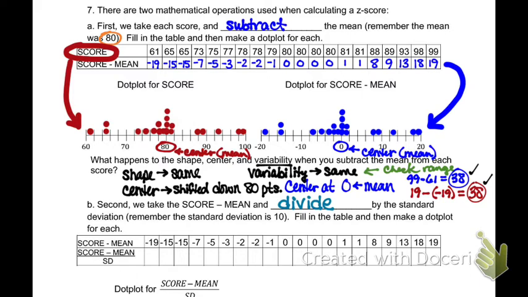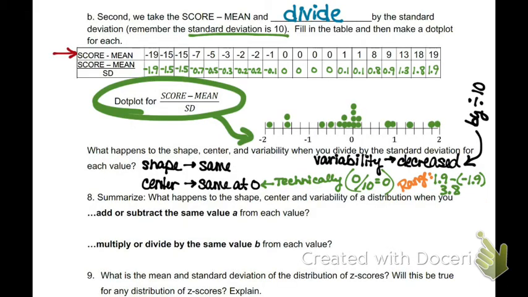Yes. So when we add or subtract, my entire distribution is going to either shift up if we're adding or shift down if we're subtracting. But the shape and the variability stay exactly the same. So the center will change, shape and variability stay the same.